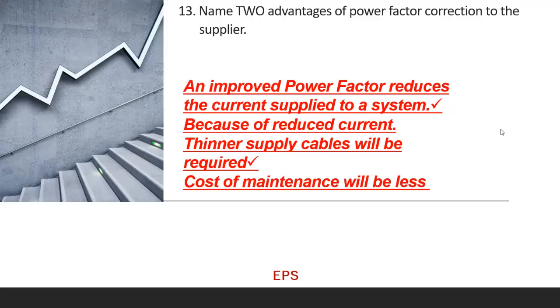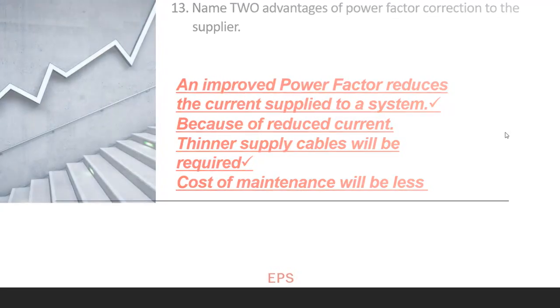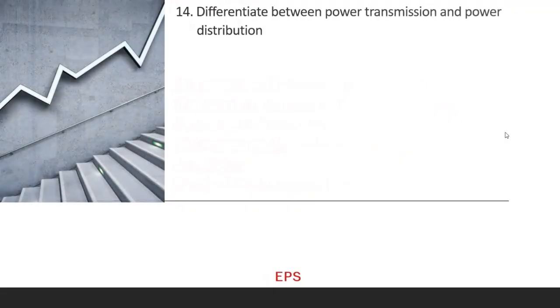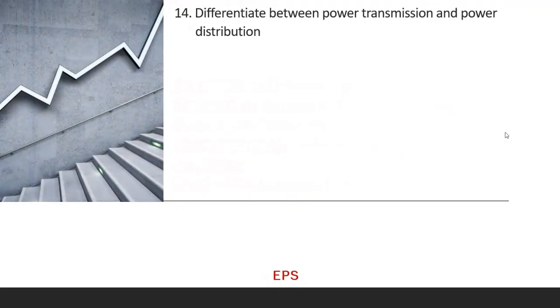Now the question can also say, name 2 advantages of power factor correction to the user. So the user's equipment will last longer and the user will use less electricity. Those will be the benefits for the user. It will also be savings for the user in terms of cost because the electricity will be cheaper.